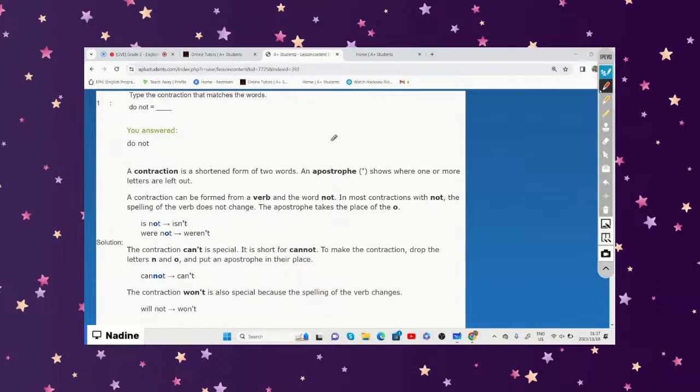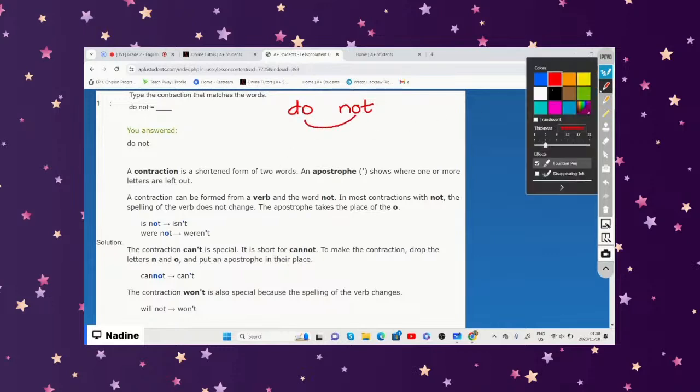All right, so now we need to type the contraction that matches the word. Do not. Here we have our verb do, and we have not. If we form the contraction of these two words, do not, what is going to be our contraction? Remember we said the verb stays the same, so we bring down do. Now, if we add this word not by removing the O, what is going to be our word? That is the start of the contraction.